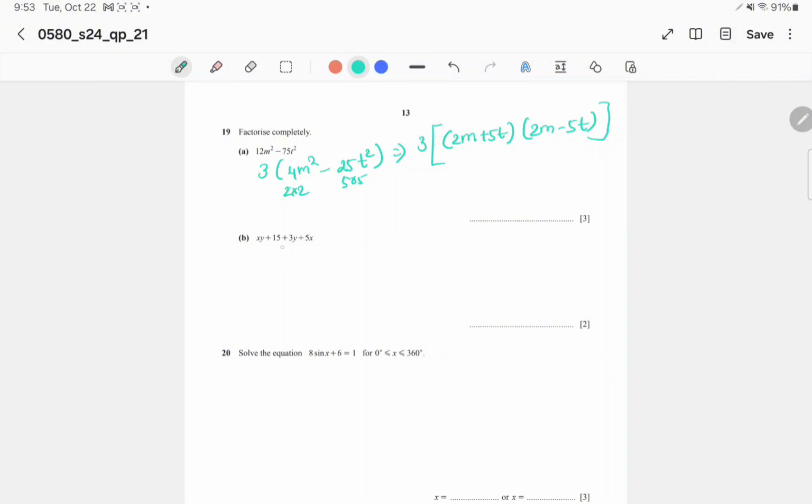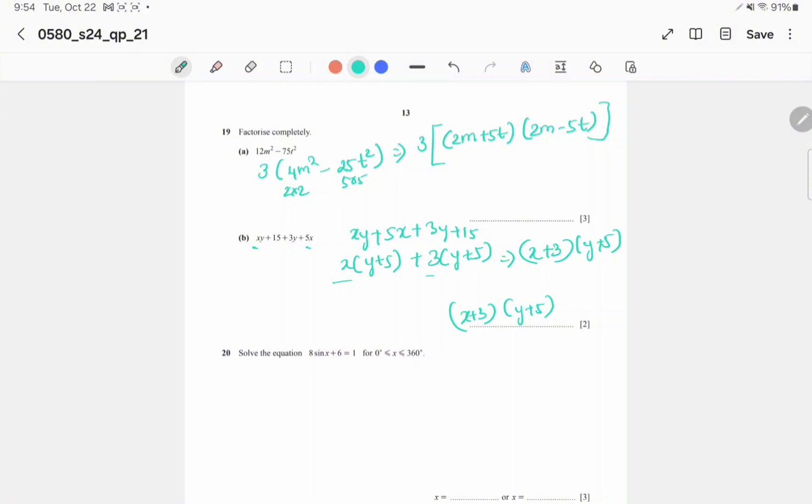Part B of the question, xy plus 15 plus 3y plus 5x. So first two parts, what is common? I will rearrange it my way. I write it this way, xy plus 5x plus 3y plus 15, to my convenience. So I am taking x out, it is y plus 5, and here in these two things I am taking 3 as common, so y plus 5. So it is x plus 3, these two, and y plus 5. Okay, so the answer is x plus 3 and y plus 5.